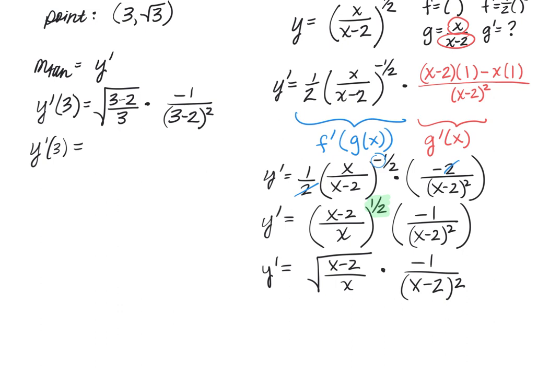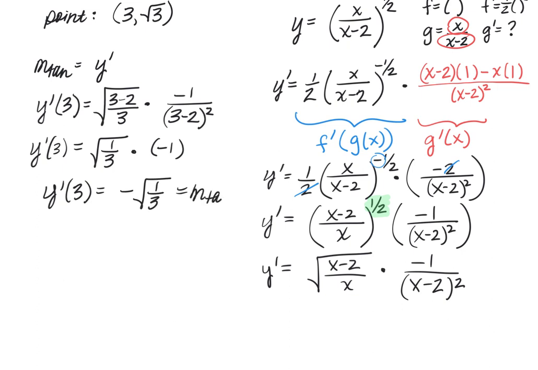So let's keep simplifying. Looks like we're going to have the square root of 1/3 multiplied by essentially negative 1. So my derivative evaluated at 3 is going to be the negative square root of 1/3. And remember, that's going to be the slope of your tangent line.